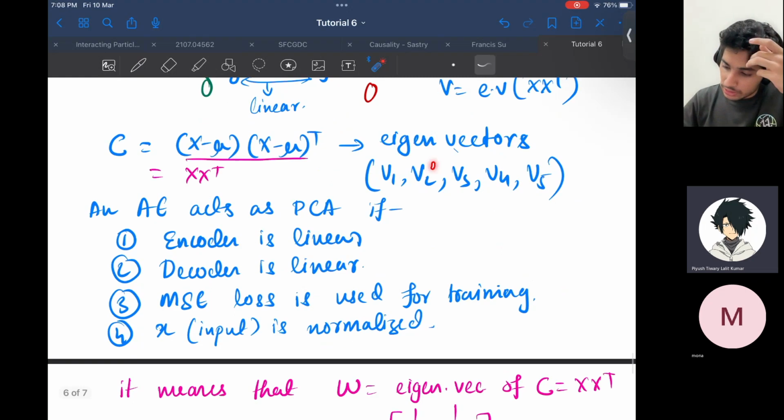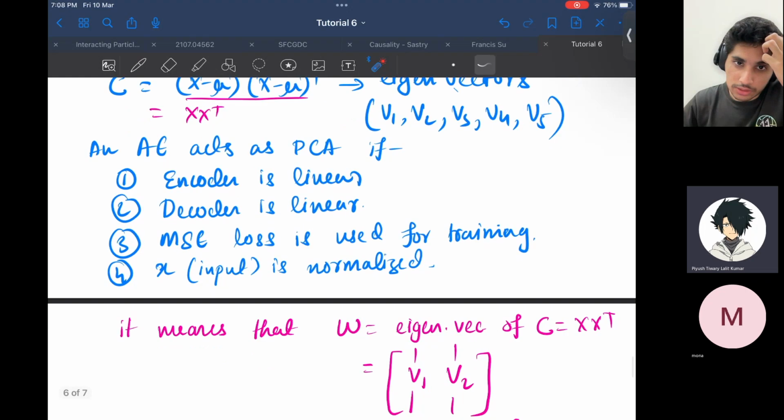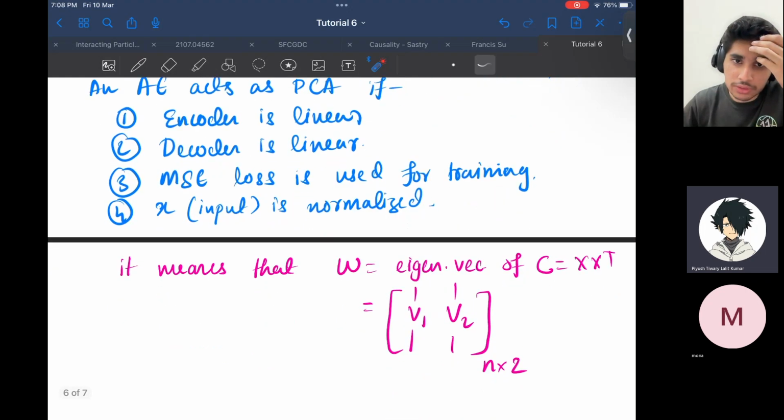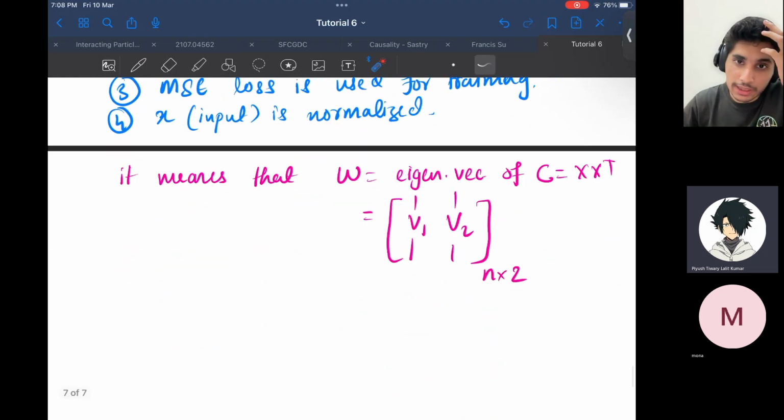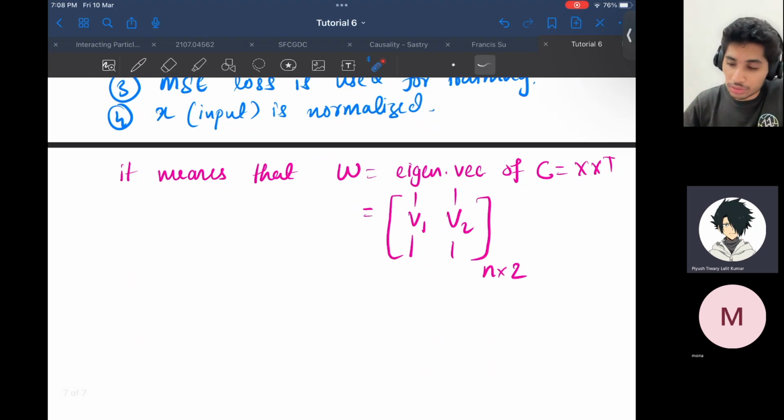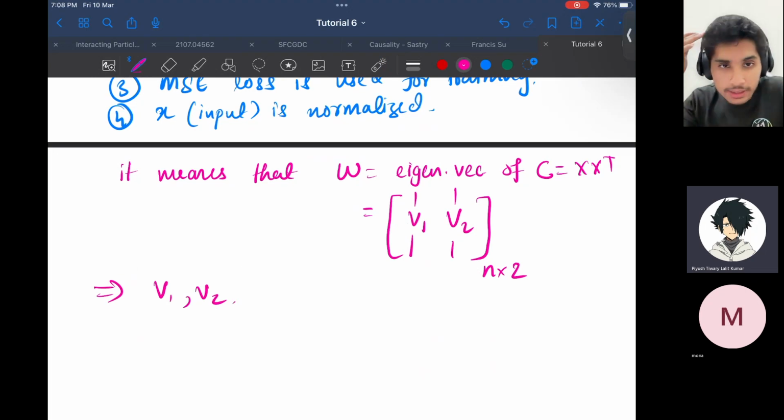So having said this, basically V1 and V2 is what you will learn using your eigenvector. The question asks what representations are most likely to be learned by our hidden layer. The answer would be V1, comma V2. All the other options are incorrect.